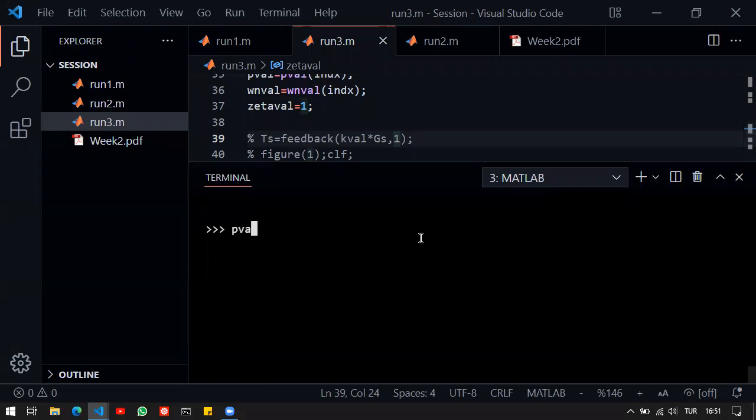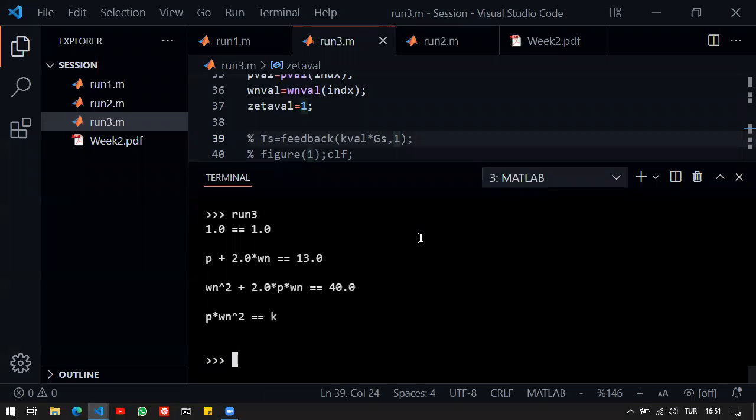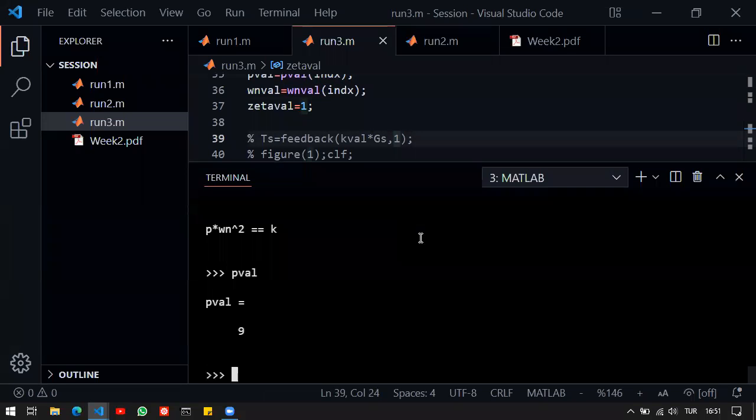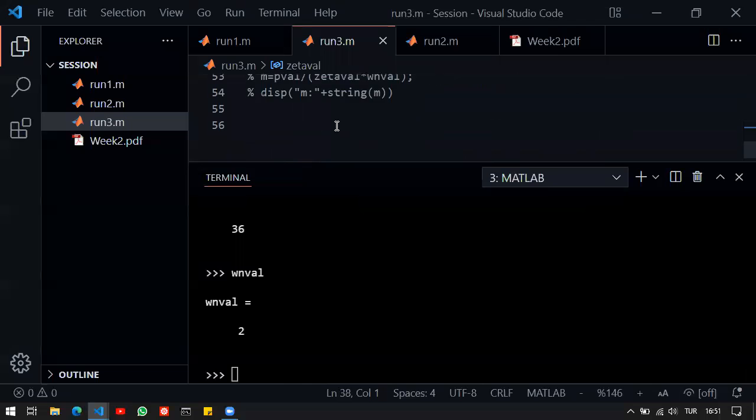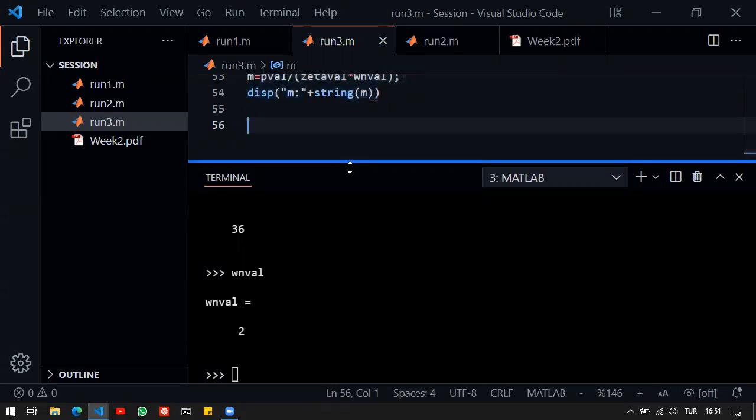If we look for p-val, we have two values. Now, if I run it again, we have just one value, one k-val, one omega n val, and that's it. So we can, again, uncomment this part to see what's really happening.